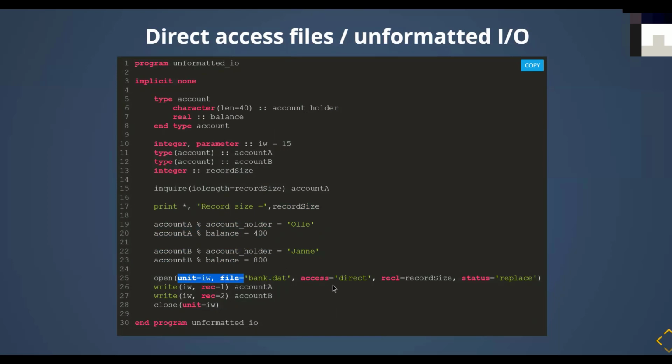Then I open a file, and instead of sequential, I use access direct. I also have to specify the record size of this file, to be able to jump around in it. And I specify that I want to replace an existing file. Then I write: write record size 1, account A, write record size 2, account B. So I can specify exactly which record I want to write to, and that could be in random order, so I can write 2 and 1 as well.